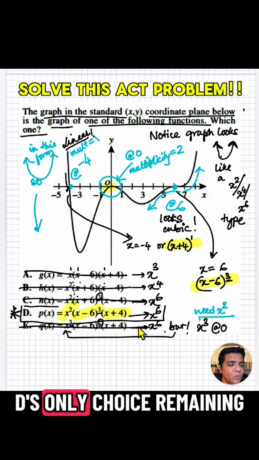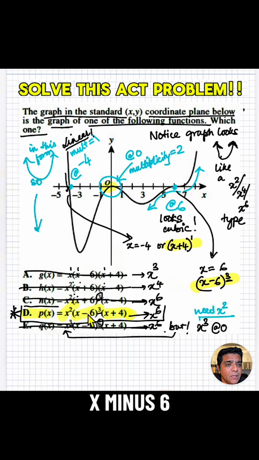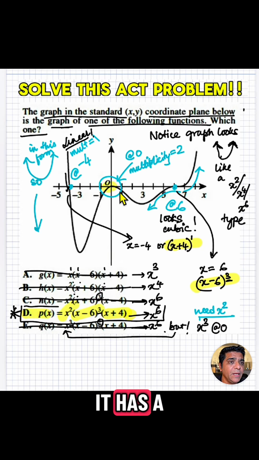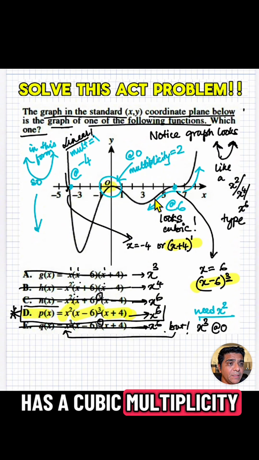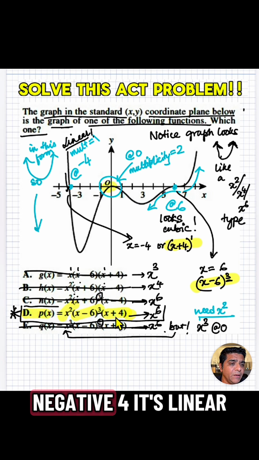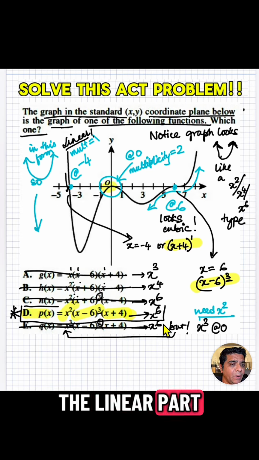And so finally, D is the only choice remaining, which is represented by these factors, x minus 6 and x plus 4. All the other ones have an x minus 4, this one is also an x minus 4, and also x plus 6, so these can be cancelled. So B and C have been cancelled, and D is the only choice that has x squared at 0, a multiplicity of 2, and at x equals 6 a cubic multiplicity. And x equals -4 is linear, with only one multiplicity. So this is the linear part. So this is the right answer.